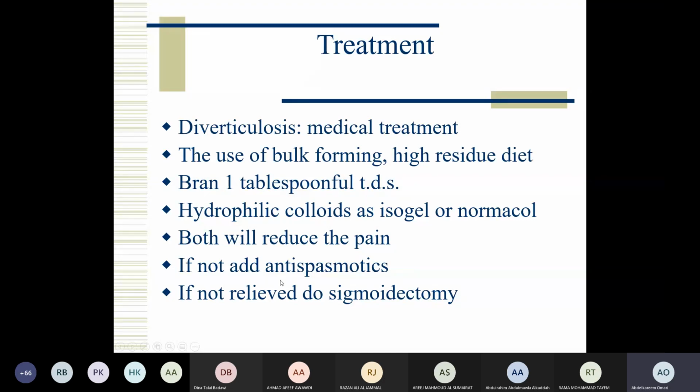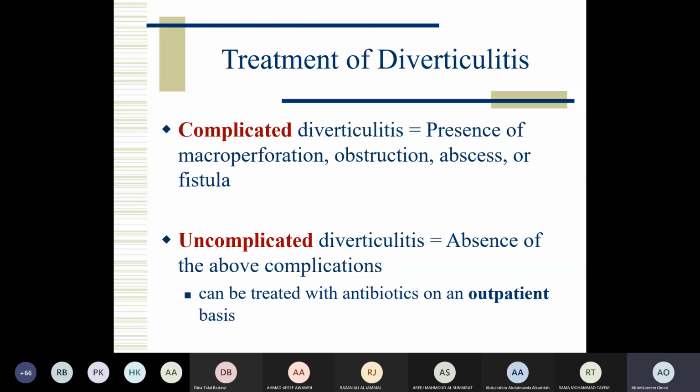If not relieved, of course, and the patient is severely crippled by this, then we will advise the patient to remove his sigmoid colon. This is the usual diverticulosis. We are not talking about complications.